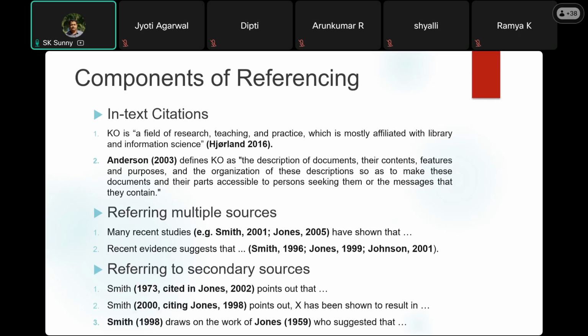Another way, Smith 2000 citing Jones. Smith, I am reading Smith.